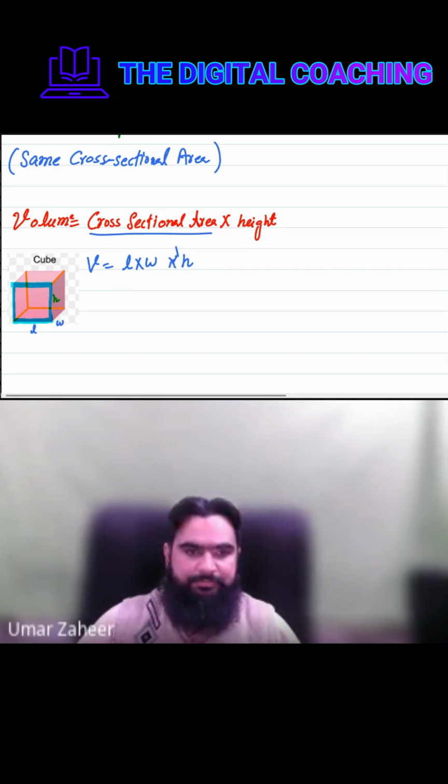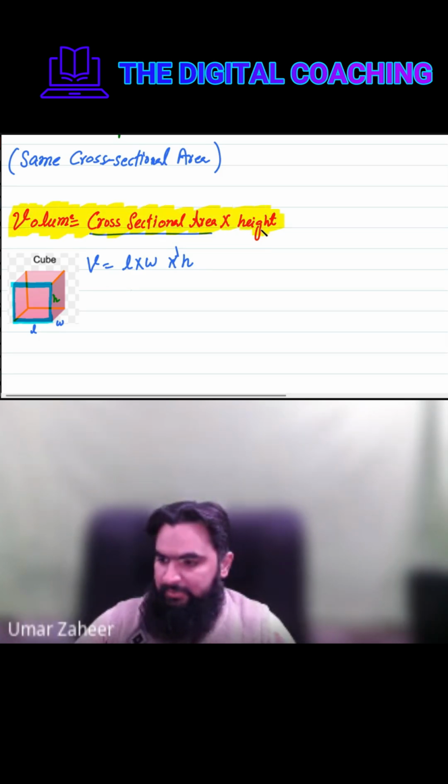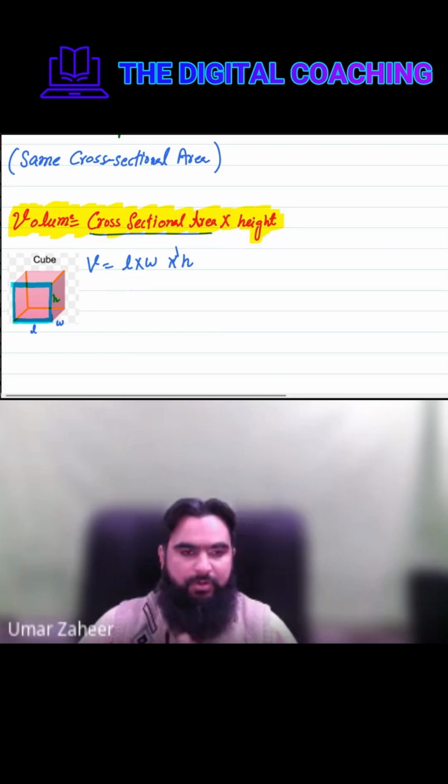Yes, it is clear. This is the main formula. You don't need to memorize the second one because we use this one for all types of prism shapes.